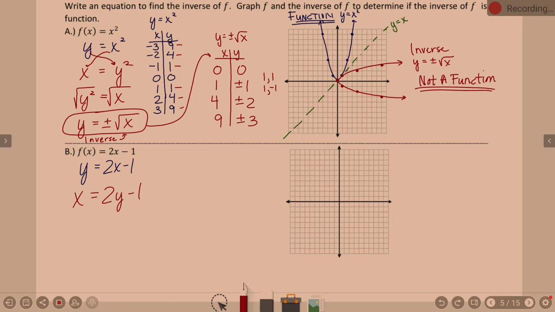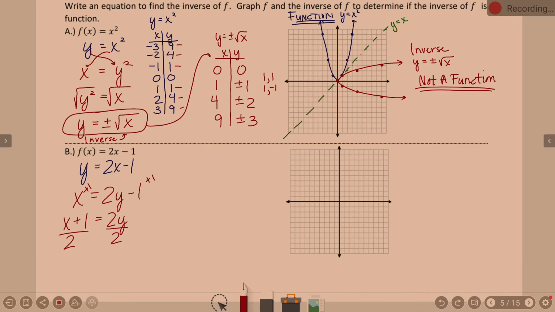Solve for y. If it's 2y minus 1, I'm first going to add 1. So then I have x plus 1 equals 2y. How do I solve for y here? Divide by 2. Now, there are a couple of different ways we can divide by 2.